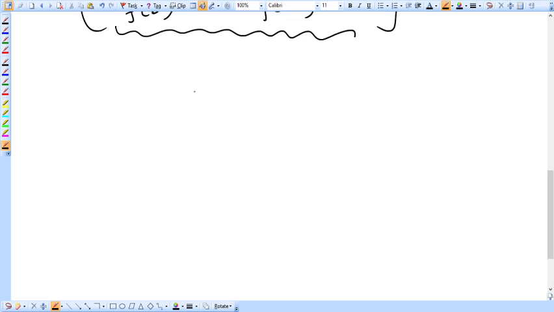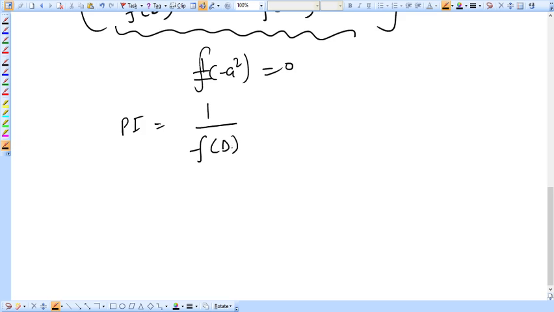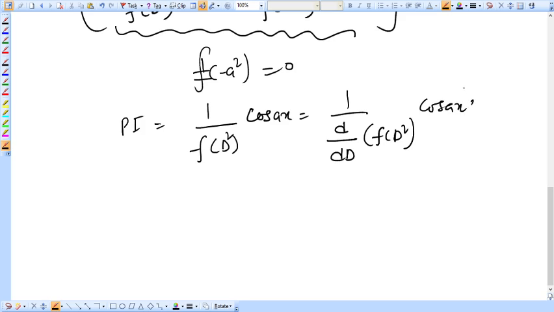Also, in case of failure, if f of minus a square is equal to 0, then we will have to find the particular integral of 1 over f of D square on cos ax or sin ax by differentiating with respect to D. Then again we will be applying the above rule, right? So let us illustrate this with an example.